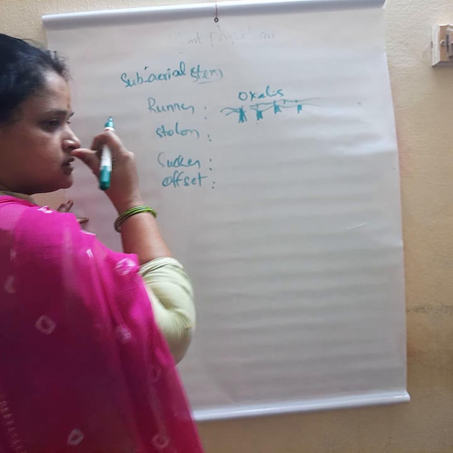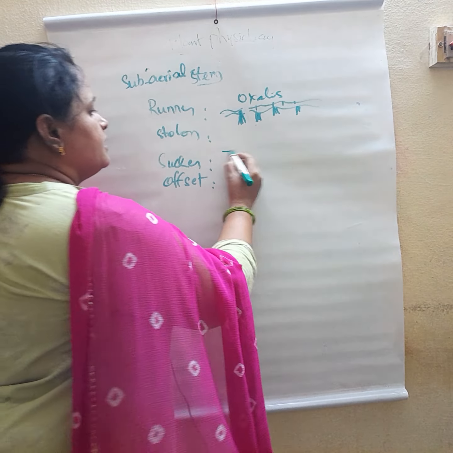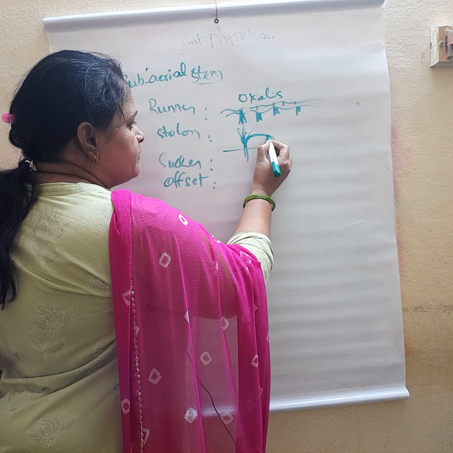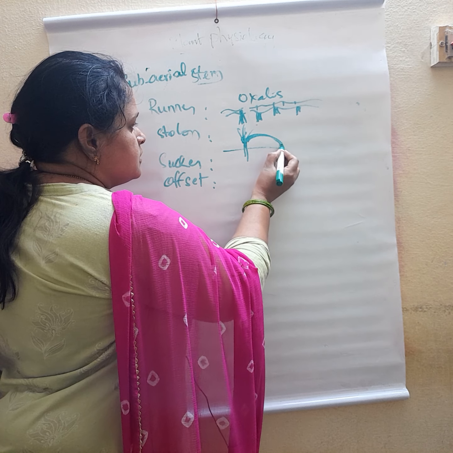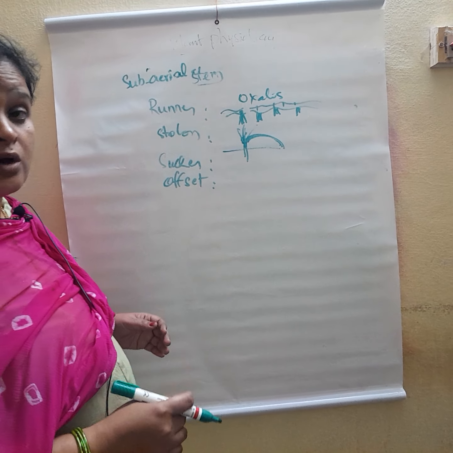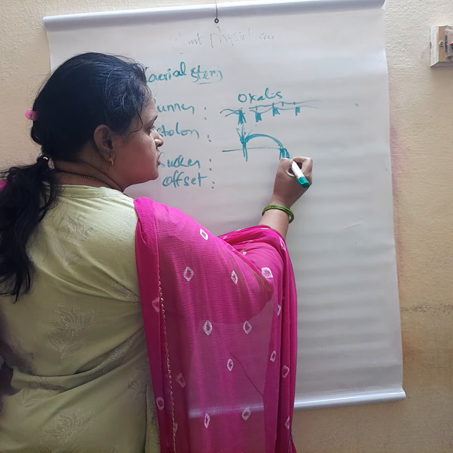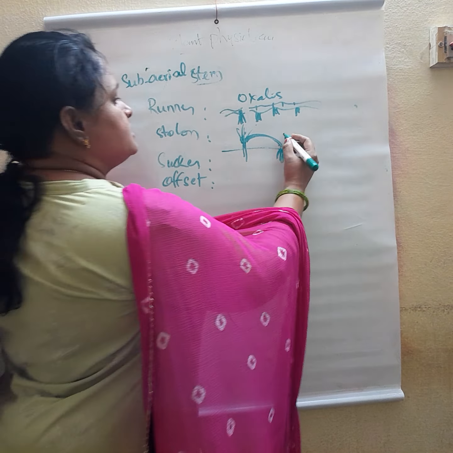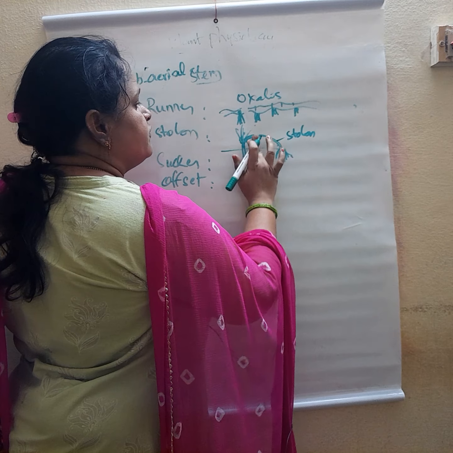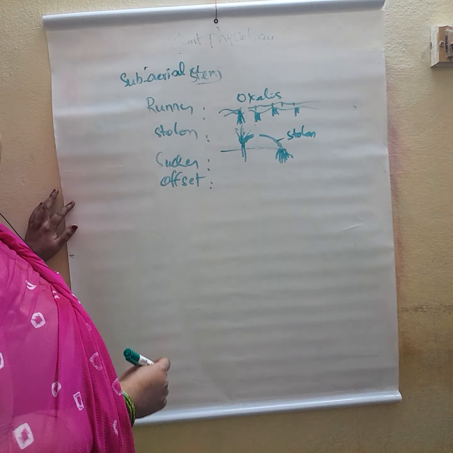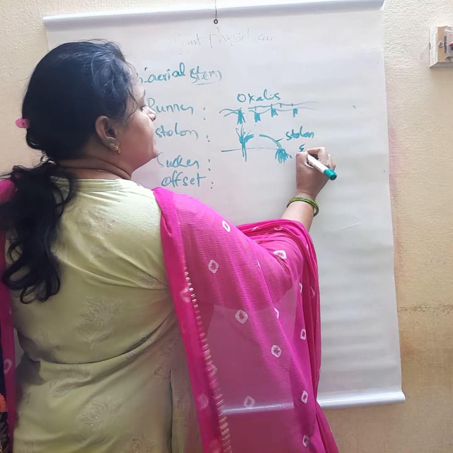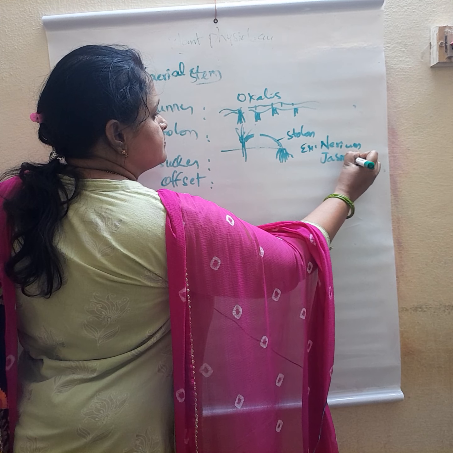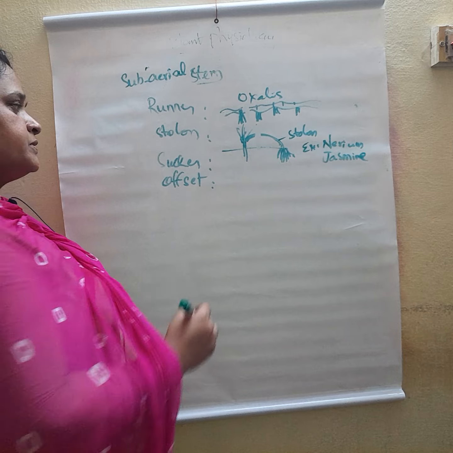Coming to the stolon, it's also a weak stem. Here the stem normally produces branches, right? Some branches, after growth, become weak and grow downward and touch the soil. When they touch the soil, they can develop a root system. So this is called stolon. If you cut it, it can live as an independent plant. Example is Nerium and jasmine.